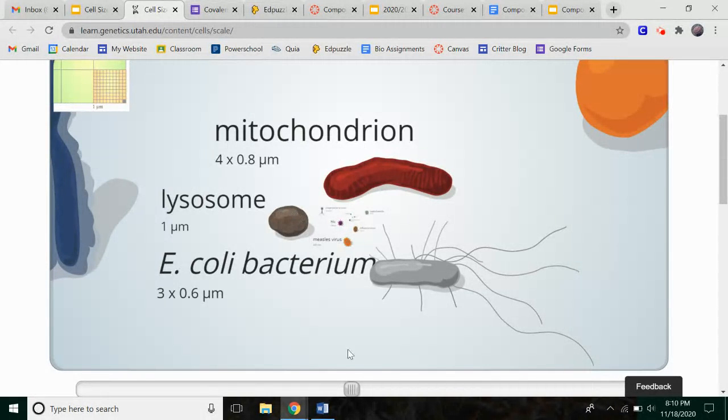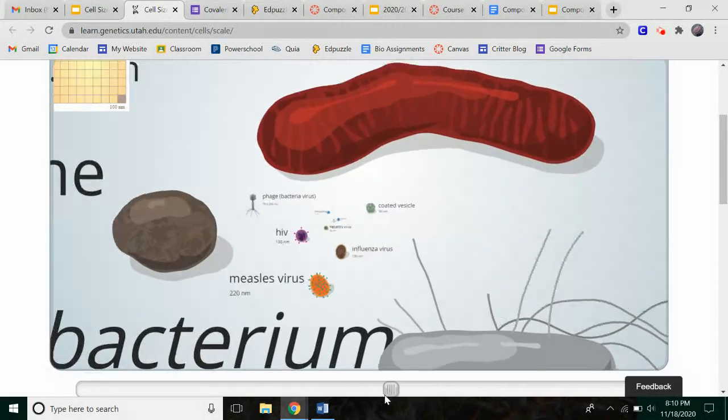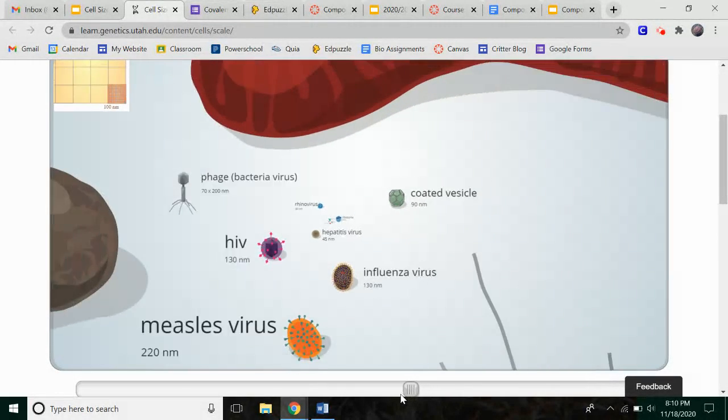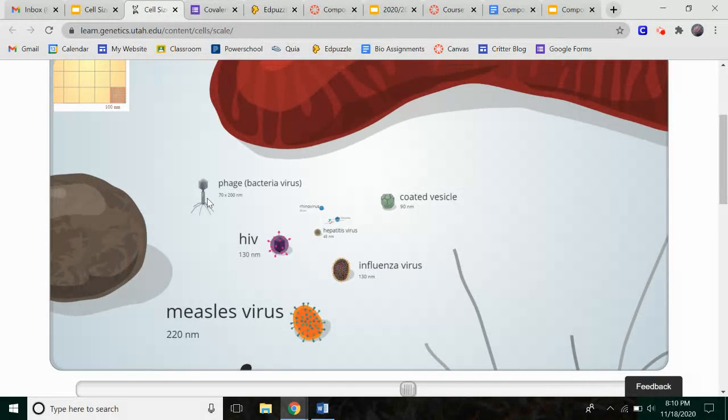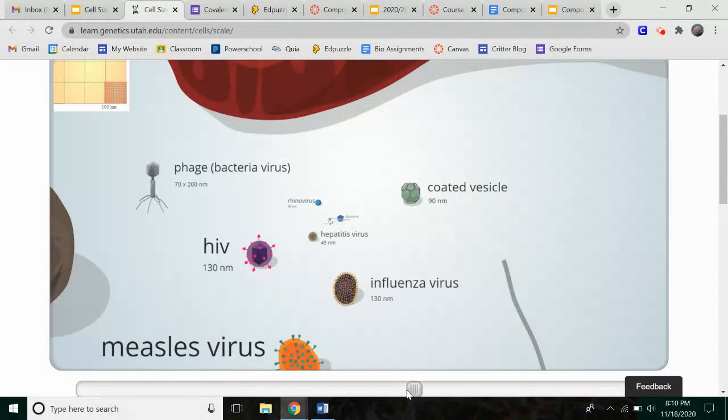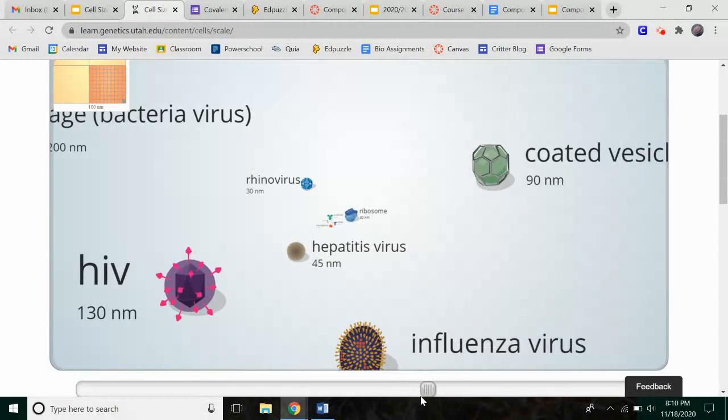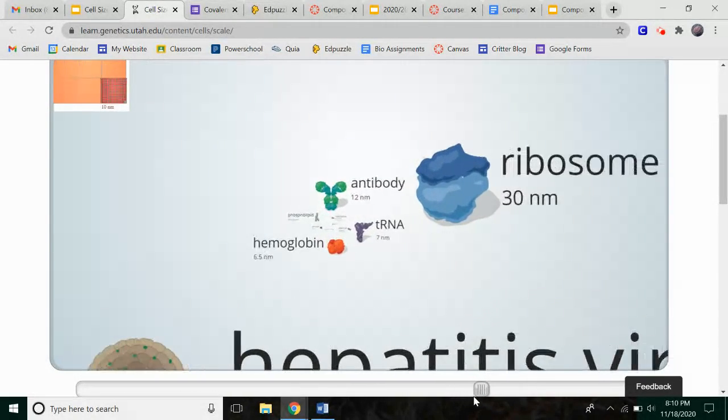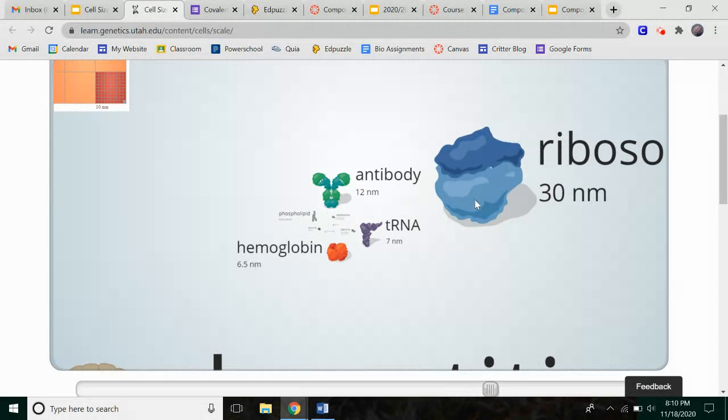You can also see a lysosome, and as we zoom in even further, you can see viruses, which are not actually living things, but these things are all viruses: phage, HIV, measles, influenza, hepatitis, and rhinovirus, which causes a lot of nose colds, stuffy noses. If you keep zooming in, you can see a ribosome right there. And then this is a hemoglobin, which is a type of protein. That's an antibody, which is a type of protein. This is tRNA. It's a chemical that helps make proteins.